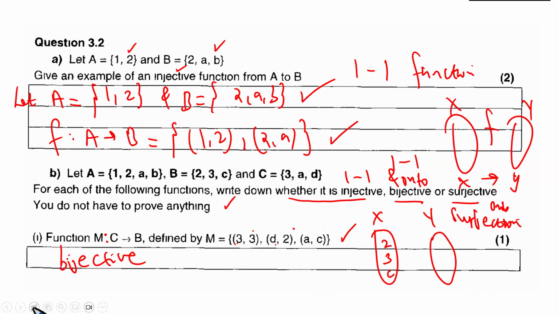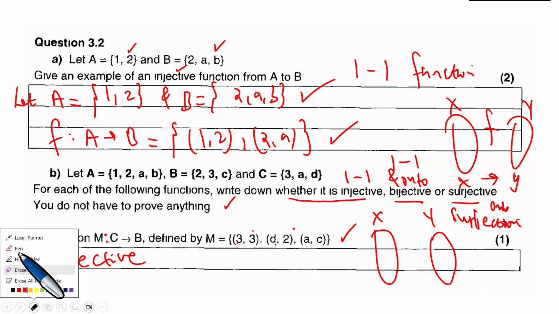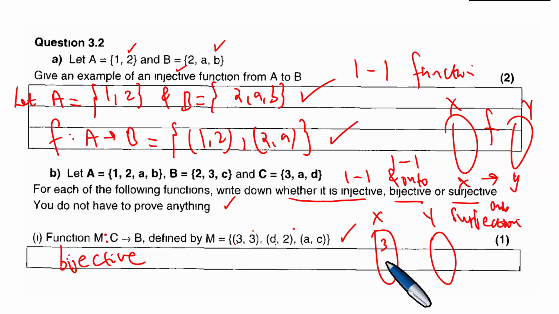Right. I want us to list the elements in X first. It's going to be 3, D, A. Then 3 to C. So 3 goes to 3. We can see D goes to 2, and by dint of this.